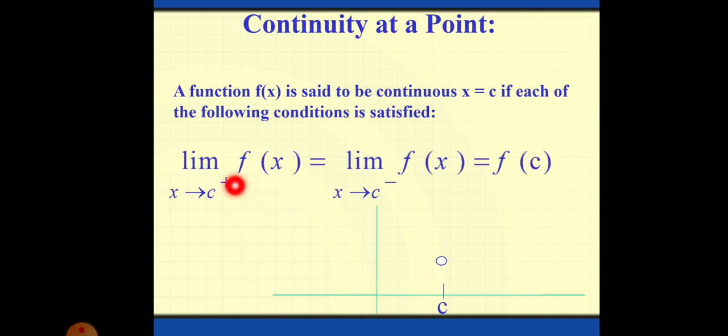F of c is defined, and the limit of f of x when x approaches c from the positive side equals the limit of f of x when x approaches c from the negative side, so the right and left limits are equal. And f of c equals the limit of f of x when x approaches c. So here we have the limit of f of x when x approaches c from the positive side equals the limit of f of x when x approaches c from the negative side equals f of c, so it is called continuous.